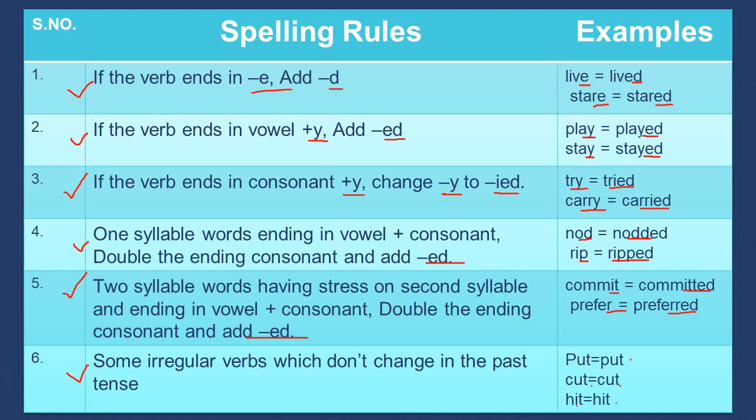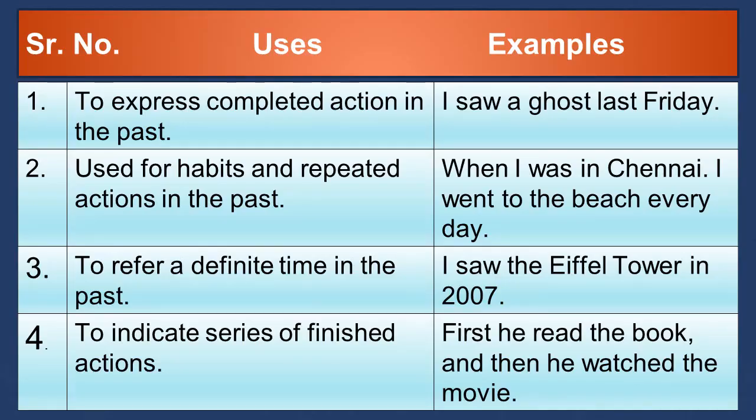Number 6, some irregular verbs which don't change in the past tense, like put, put; cut, cut; hit, hit. So these are the spelling rules to form the second form of the verb in past. Now I'll tell you the uses.